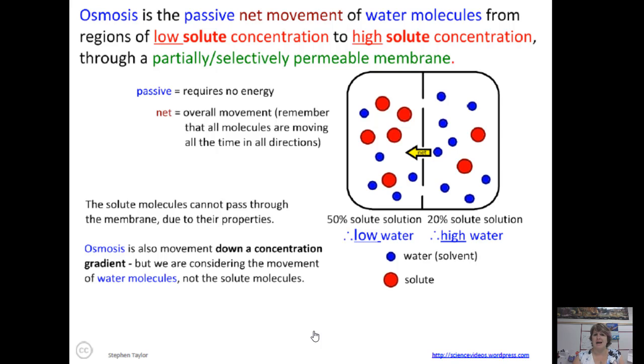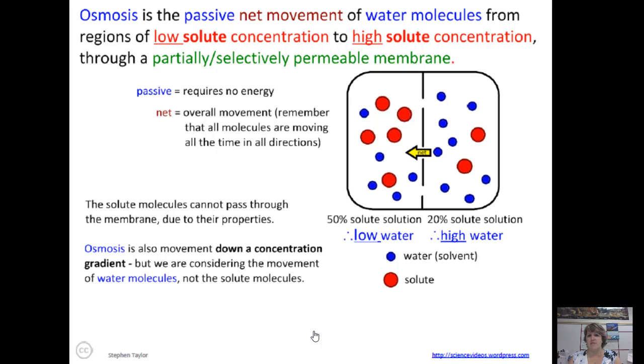Solute materials are not going to pass through the membrane due to their properties. So we're looking at the movement of water. Osmosis is still passive because it's still down a concentration gradient, because we're not talking about the movements of solutes. We're talking about the movement of the water molecules.